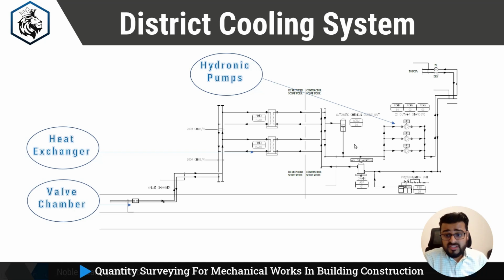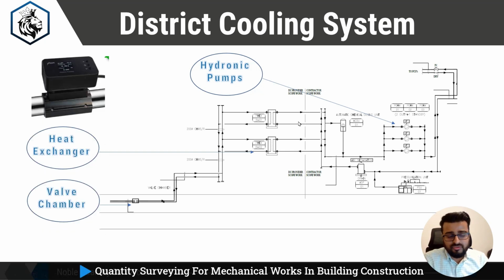In addition, there will be one BTU meter. This meter is required to measure the total consumption of the energy. It is connected over the chilled water pipes outside each apartment. So this is how it looks. This meter will be on the pipes outside each apartment, and it will measure how much energy has been consumed. Let me open the schematic and we will understand from there.